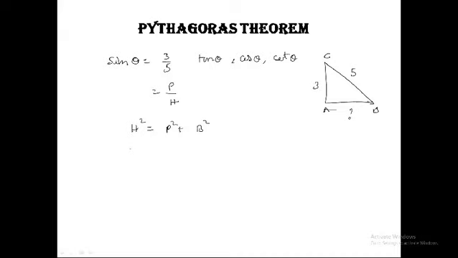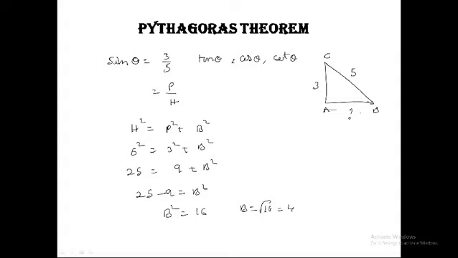So 5 square will be equal to 3 square plus base square. 5 square value is 25 and 3 square is 9 plus b square. So 25 minus 9 is equal to b square. So b square is 16. So b value will be root 16, which means 4. So this side you will get as 4. Once you get this 4, you can find all of them easily.